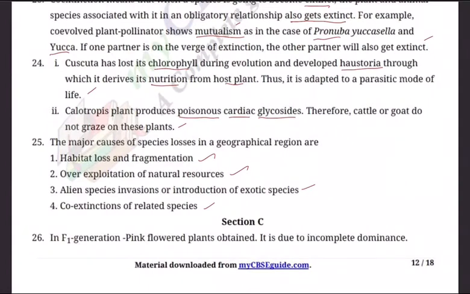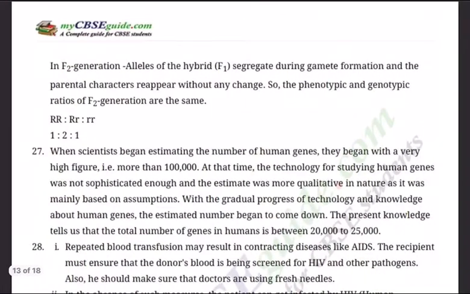Question 26: Work out a cross between true breeding red and white flowered dog flower plants, that is snapdragon, up to the F2 progeny. Explain the results of the F1 and F2 generations. Answer: In the F1 generation, pink flowered plants are obtained. It is due to incomplete dominance. Now you need to put in the checkerboard.